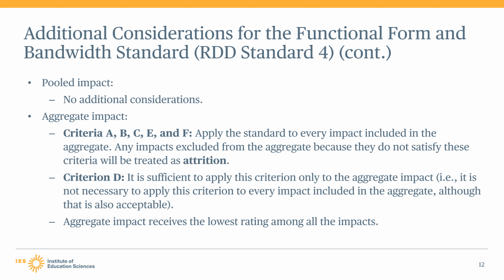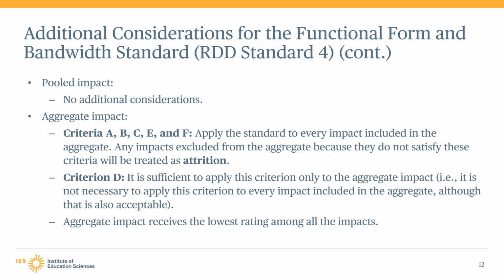So, when you're applying criteria A, B, C, E, or F, this standard should be applied to every impact included in the aggregate. Any impacts that are excluded from the aggregate because they don't satisfy these criteria will be treated as attrition. So this could mean then that the attrition reported by the study authors does not necessarily match the attrition that's calculated by the What Works Clearinghouse. Reviewers applying this standard to any aggregate impacts should carefully ensure that they have the correct sample size numbers to include in any attrition calculations.